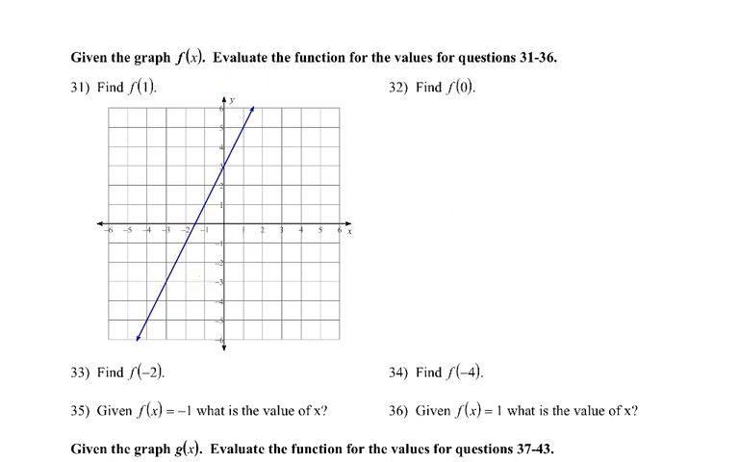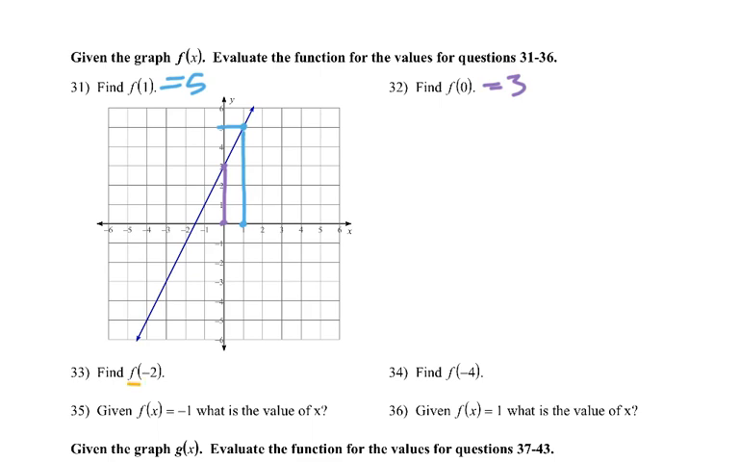So f of 1, I go to x value of 1, go up to my graph, what's my y value? My y value is 5. Okay, f of 0, go to 0 for my x, go up, what's my y? Well, that's my y-intercept, so it's 3. Input of 0 gives me an output of 3. Input of 1 gives me an output of 5.